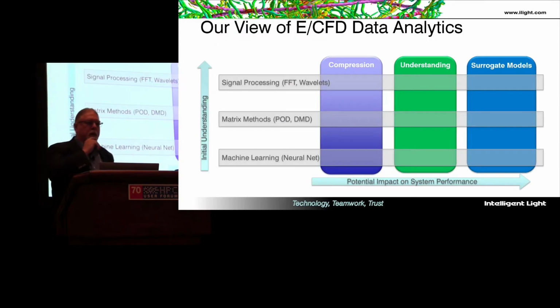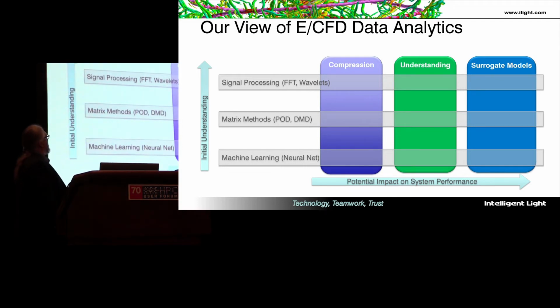We look at this as kind of a matrix. Machine learning, like neural networks, is here. Matrix methods, such as proper orthogonal decomposition and dynamic mode decomposition, are in the middle. Signal processing, FFT, and wavelets is on the top. Basically, the more you know about your problem space, the farther up this bar you can go.